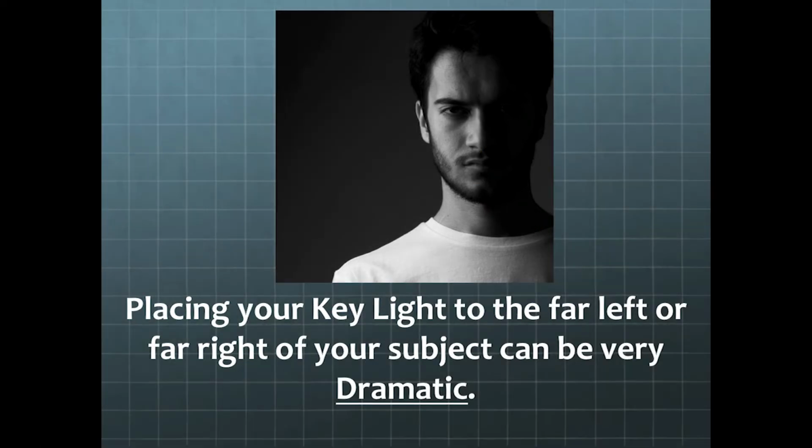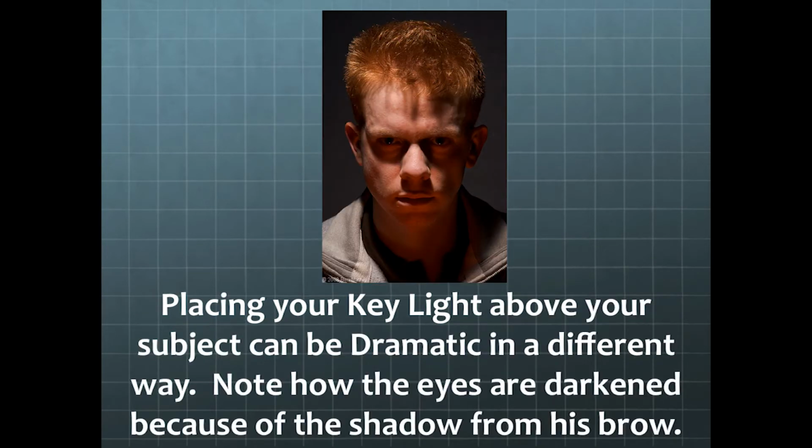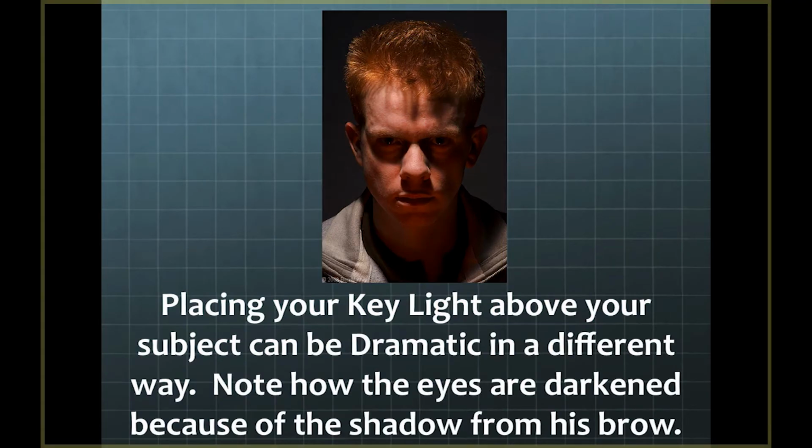So again, you put your key light on the far side of the face, either far left or far right, very dramatic. If you place your key light above your subject, it is dramatic as well, but in a very different way. What it does is usually darken their eyes, so it makes them very foreboding. This person looks very intense, looks very angry. It's because that light is right above them, and you can't see those eyes. We'll talk more about that in a little bit. But when you're lighting, if you want someone to seem scarier, put the light above them.